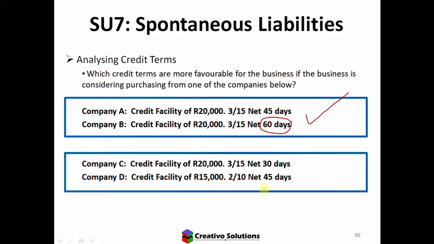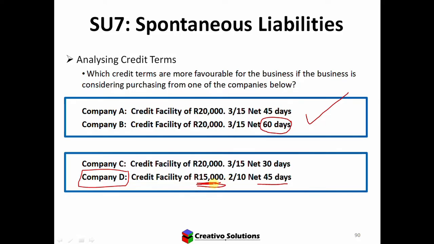If you look at C and D, which do you think is better? Come, give me your motivation. Which one do you like better? D. You like D better? Explain? Because it's a lower amount and you're getting it for longer. Interesting. So you would rather go with someone that offers you less credit than more.